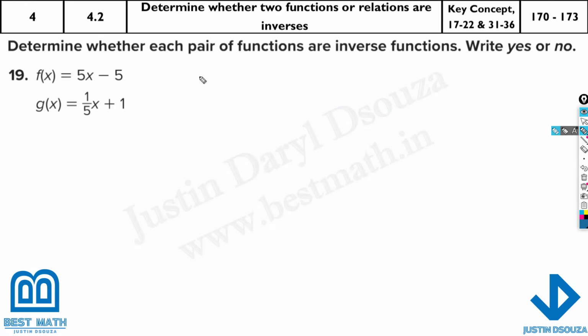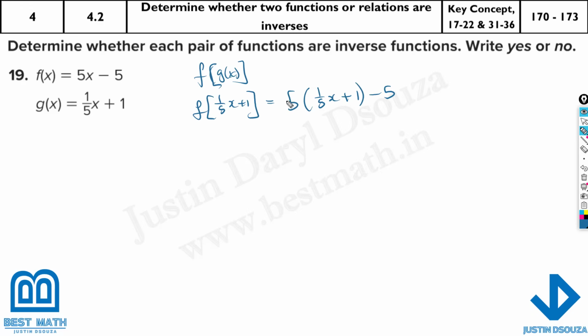What about this problem? Same thing. I'll quickly do it over here. f of g of x. And then we have f of, now, g of x is 1/5 of x plus 1. That is equal to 5 times 1/5 x plus 1, minus 5. Now, we multiply this inside. So, 5 times 1/5 will be 1x. I'll just write x plus 5. And then we have minus 5. This cancels off. It is x. If you do the other way around, you will get the same answer. It should be x itself.